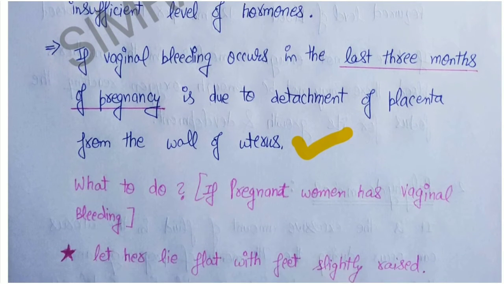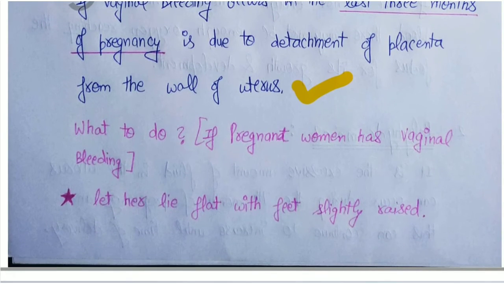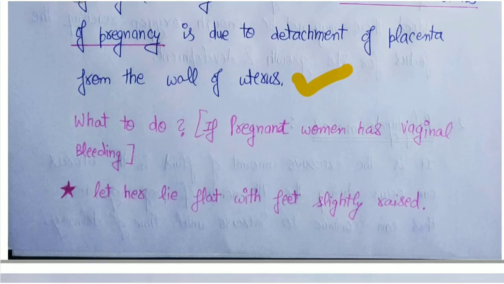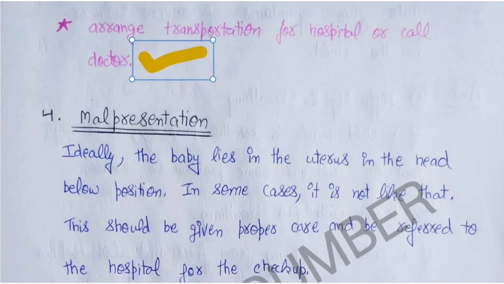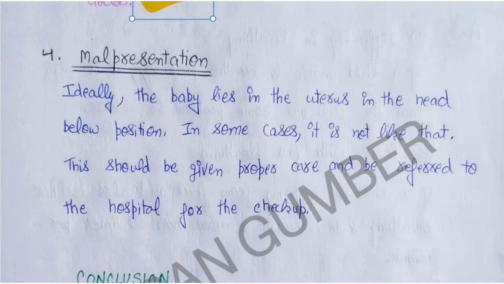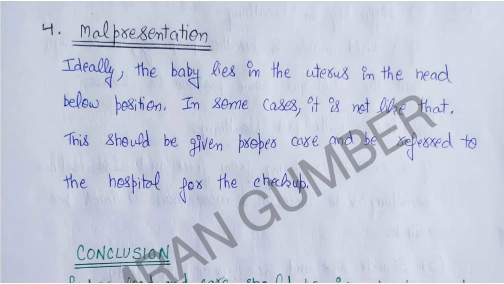If a pregnant woman has vaginal bleeding, what to do? Let her lie flat with feet slightly raised. Arrange transportation for hospital and call doctor. Malpresentation. Ideally, the baby lies in the uterus in the head below position. In some cases it is not like that. This should be given proper care and be referred to the hospital after the checkup. Correct? Okay.